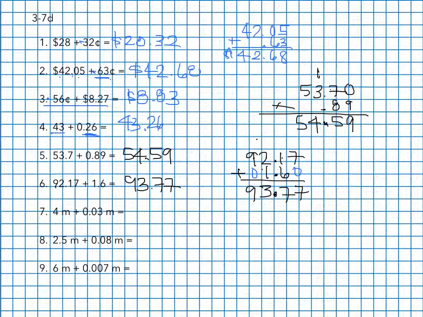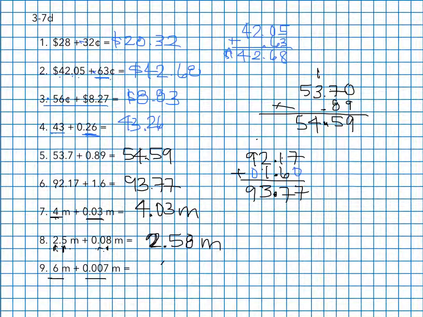Now, when I get to this problem here, I've got a whole number here. I've got a decimal on this side and nothing to add to the whole. So I'm going to take my 4, and then I'm going to add what's after the decimal point, which is 3 hundredths. And that is in meters. Here, I've got 2.5, and I got 0.08. So I've got something in the ones column, something in the tenths column, and then something in the hundredths column. Let's combine them all. 2.58, and that's meters. Okay, and our final one, we have 6 meters plus 0.007 or 7 thousandths meters.